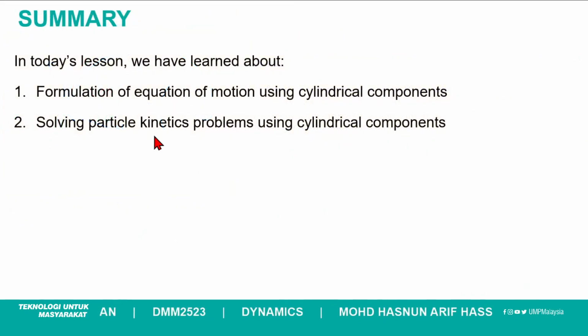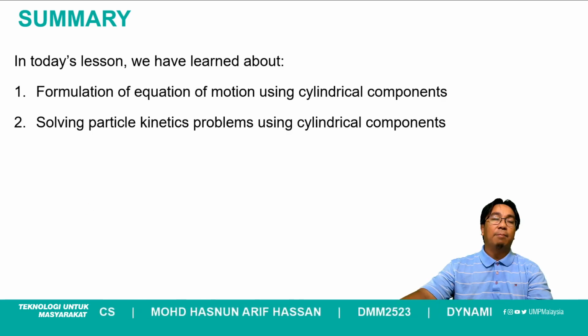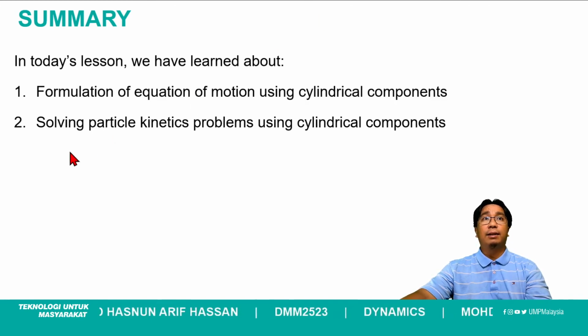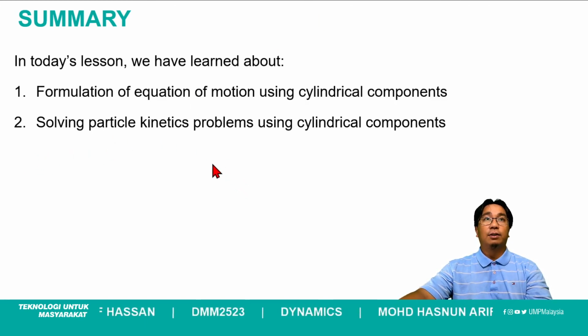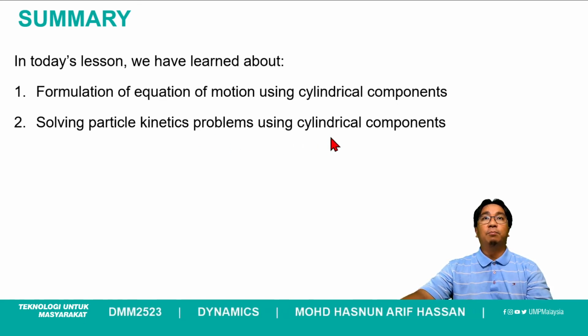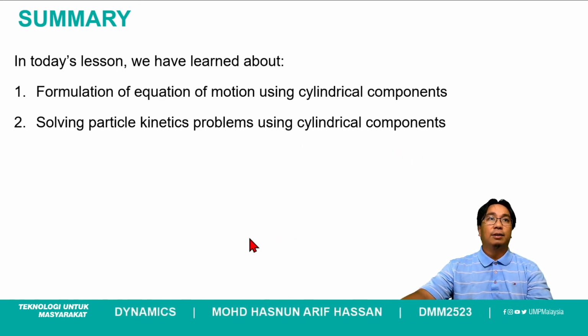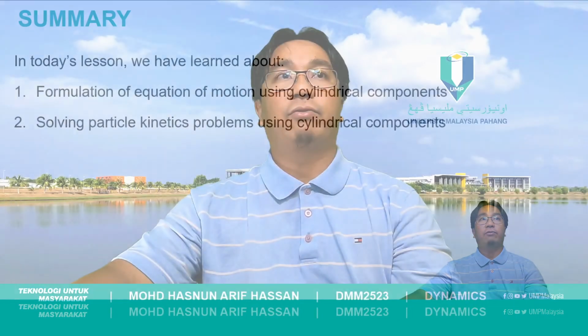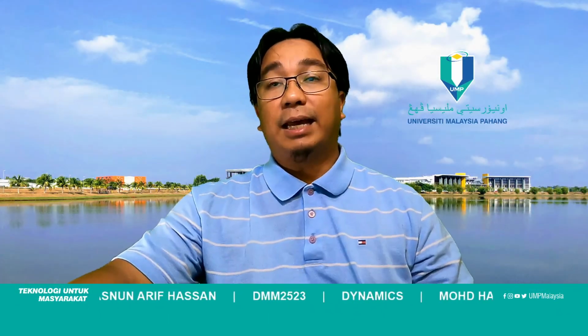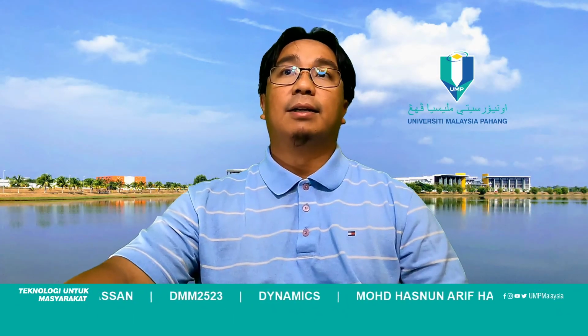Okay, so again, to summarize what we have done today, we have formulated the equation of motion using cylindrical components. Tadi F equals to MAR and F theta is equal to MA theta. And then we have also tried to solve particle kinetics problems using cylindrical components. Okay, so with that we have finished our second chapter of dynamics.